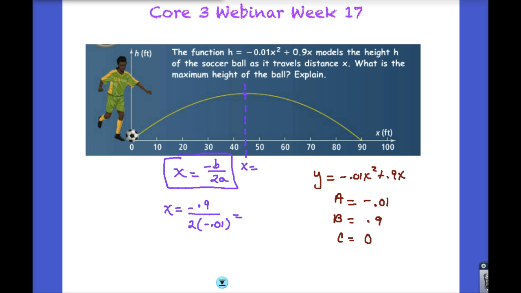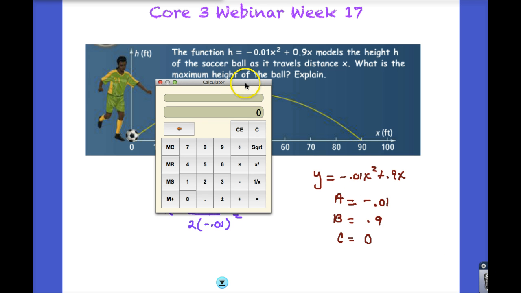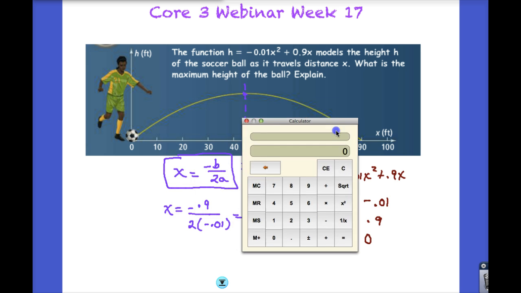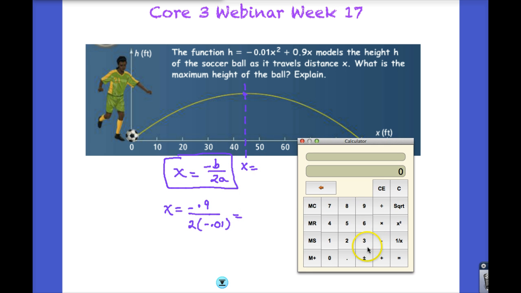Now, I don't know about you, but I could not do that in my head. Can you do that in your head? No, unless you're some special kind of genius. So I'm going to do the denominator first. I'm going to do 2 times 0.01 and get a number. And then 0.9 divided by that, because the calculator is not advanced enough to do it all in one step. These are both negative, right? Because it's negative 0.9, and 2 times a negative is a negative.